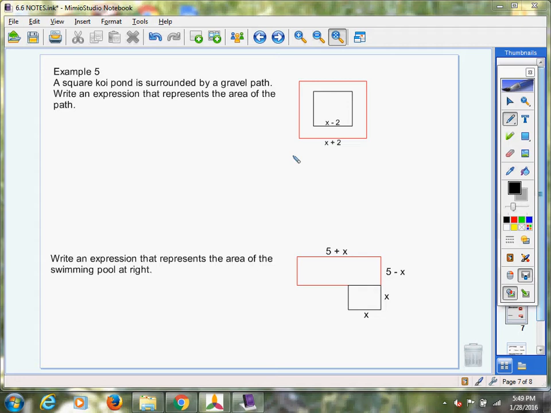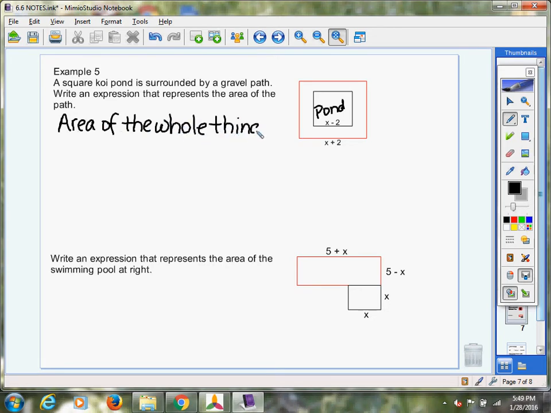What we have here is a square koi pond that's surrounded by a gravel path. And we're supposed to write an expression that represents the area of the path only. So this is our pond right here, okay? We don't want to count that area as part of the area of the gravel path. So what we need to do is find the area of the whole thing. And that includes the pond, okay?